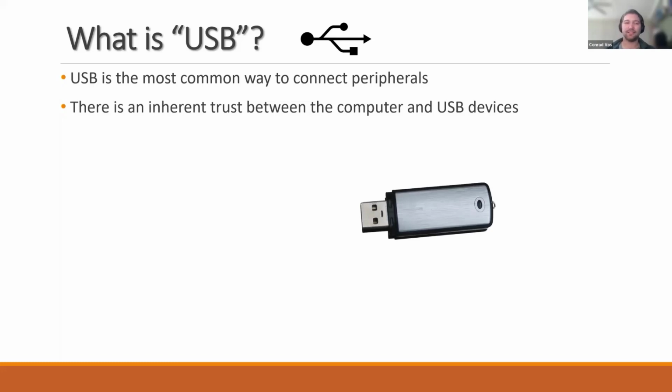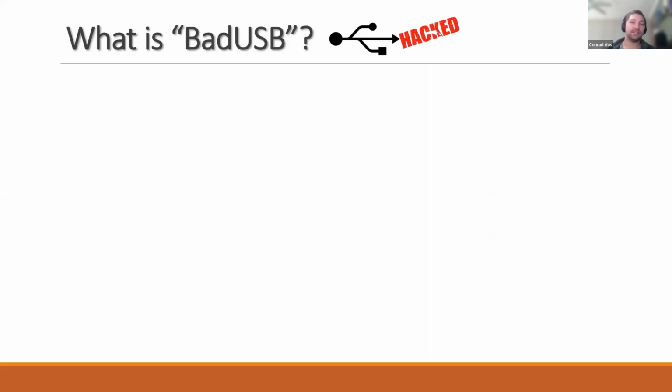So when it does this, it relies on the device to identify itself. There isn't really another way for it to establish whether the device is lying or not. And this inherent trust is what can be exploited by hackers or any malicious parties who want to access your computer or essentially just do anything they want on your computer. And this is where the concept of BadUSB comes in.